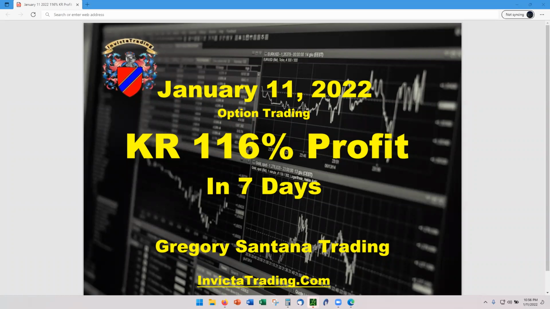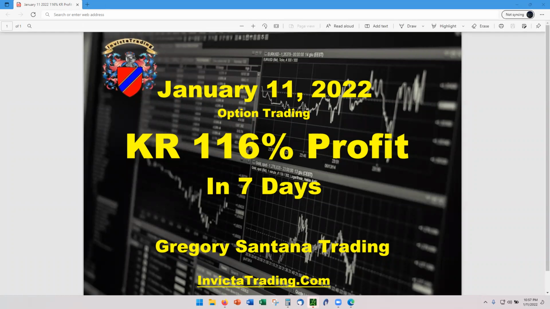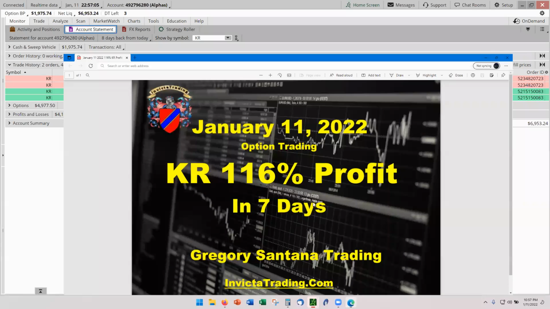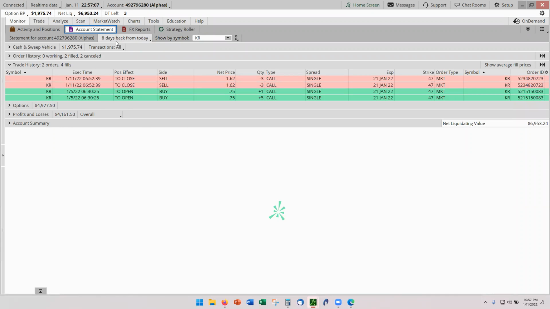KR exited 116% in 7 days. Let's go look at the numbers. So right there, there we are. It's now 8 days because the clocks have changed over on the East Coast, but we are still here at 11 o'clock on the West Coast.